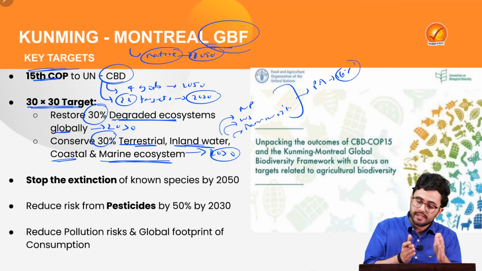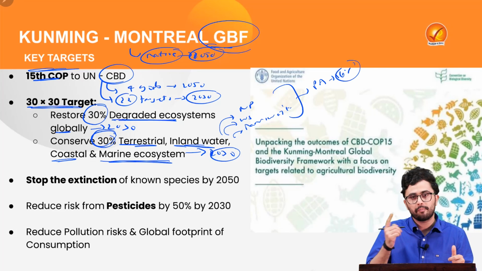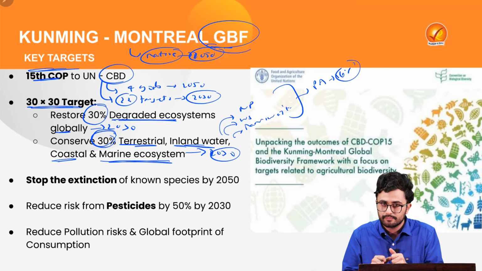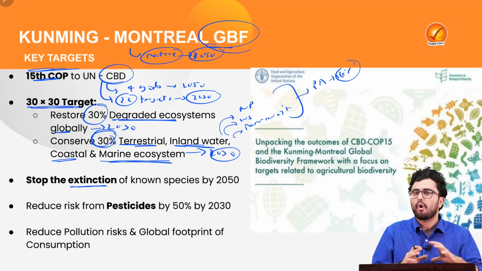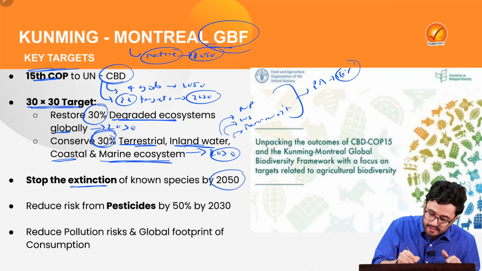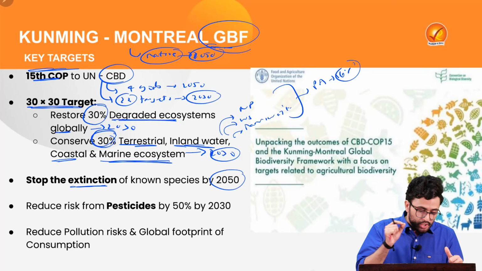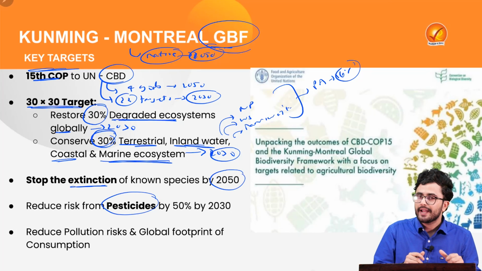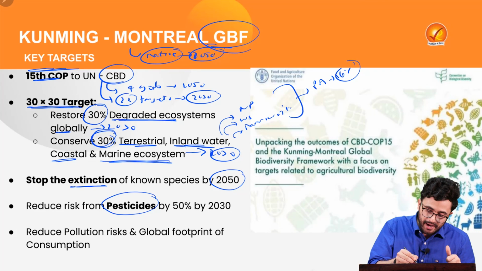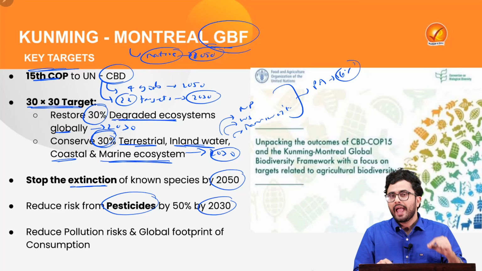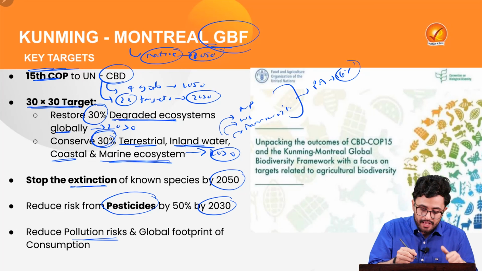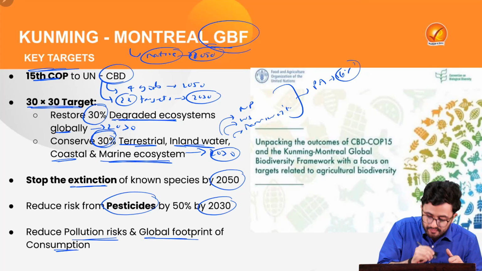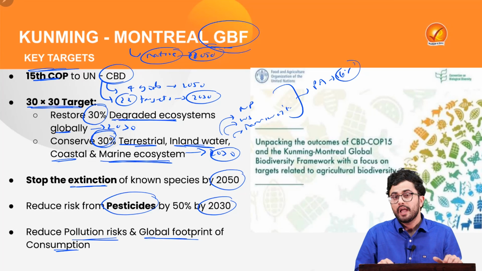And we have to increase it further to 30% by the year 2030. Then it also aims to stop the extinction of known species by the year 2050, to reduce the risk from pesticides by 50% by the year 2030, and further to reduce the pollution risk as well as the global footprint of consumption.